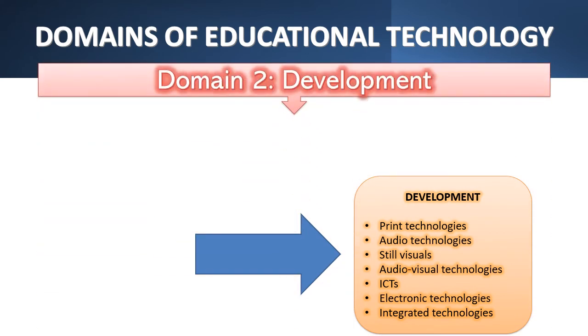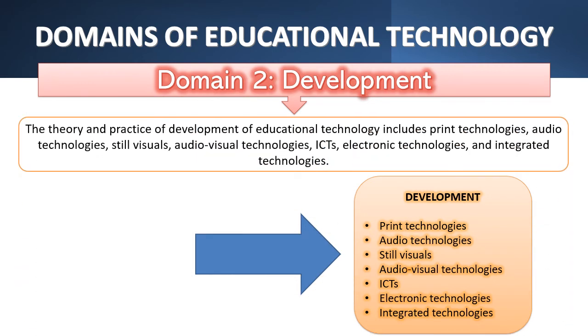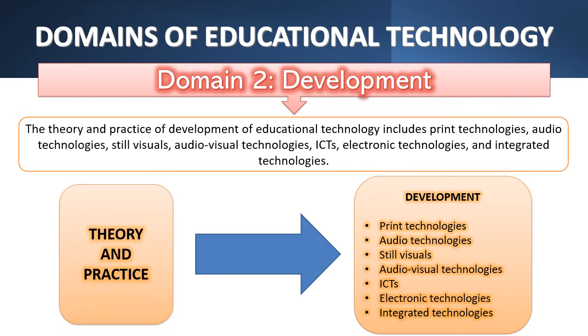So the next domain is domain two, which is development. So right after designing, we have to develop. No? So sa atin, the development, the theory and practice of development of educational technology includes print technologies, audio technologies, still visuals, audiovisual technologies, ICTs or your information communications technology, electronic technologies, and integrated technologies. So let's try to look at domain two.